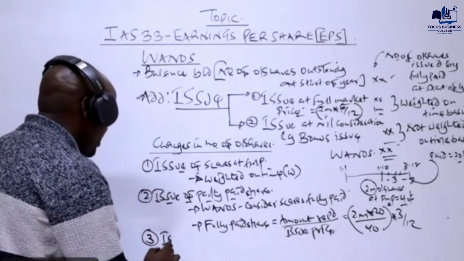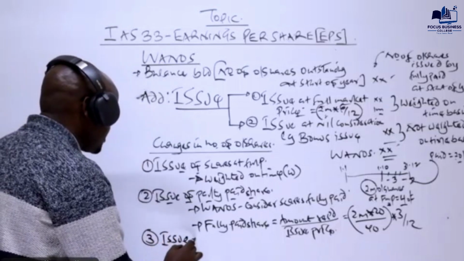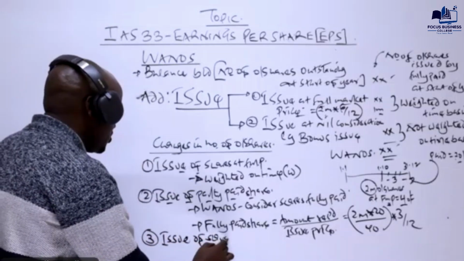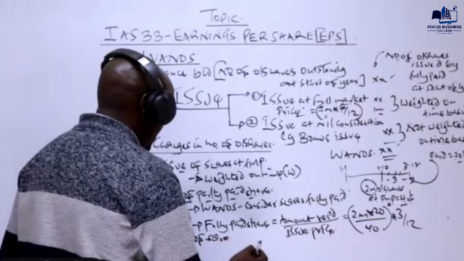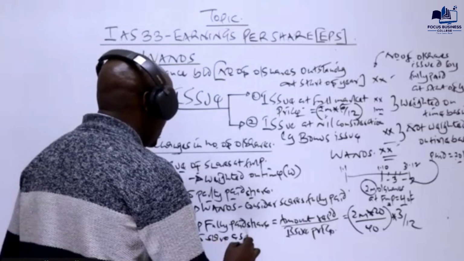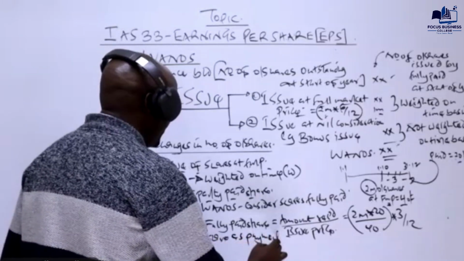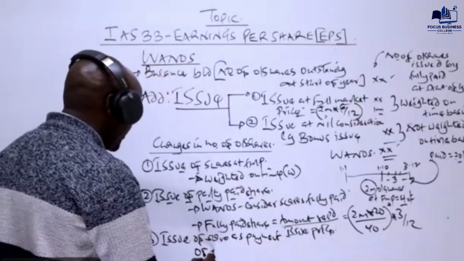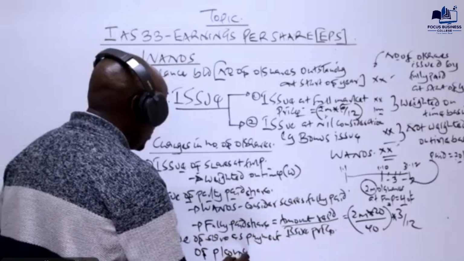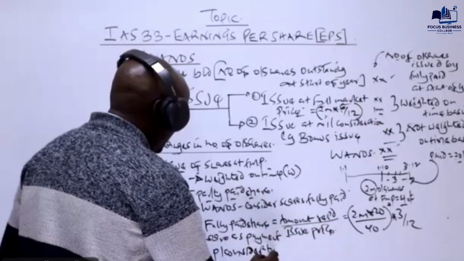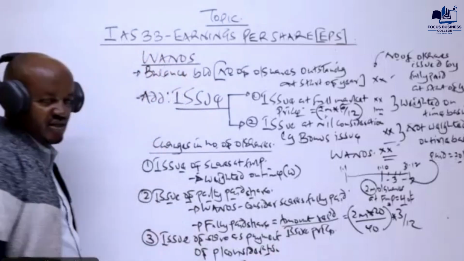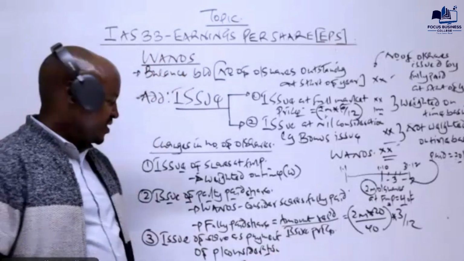Number 2, we have issue of shares as a payment of purchase consideration. What do you mean by that? Issue of shares as a purchase consideration.